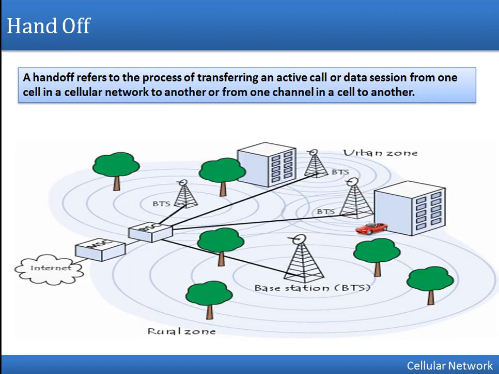We have this example. Let's say a user is driving and right now he is here and he's on a call. Right now he is connected to this base station, and while he is driving, when he enters another base station's area, his call will be transferred, or handled now by this base station. Transferring an active call from one base station to another base station is known as handoff. It can be an active call or an active data session. Whenever there is a transfer from one base station to another base station, this is known as handoff.